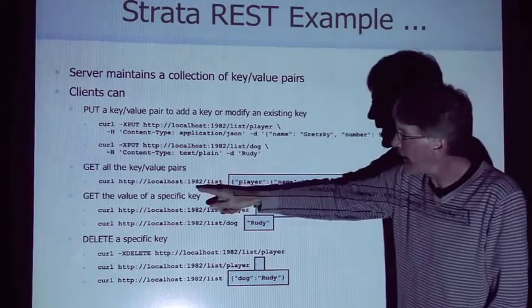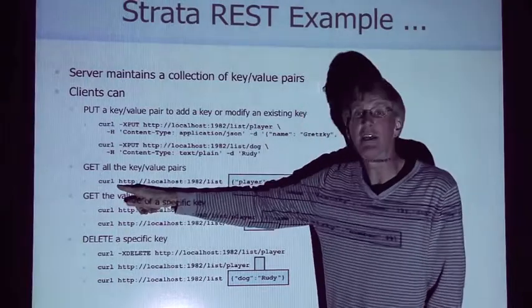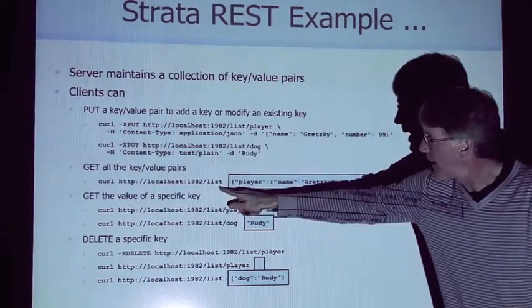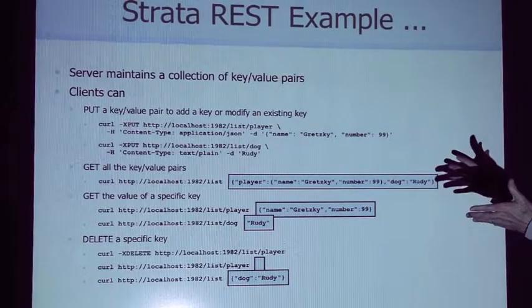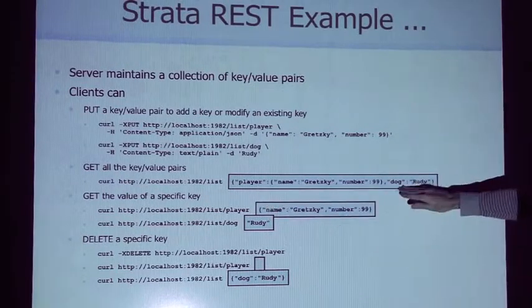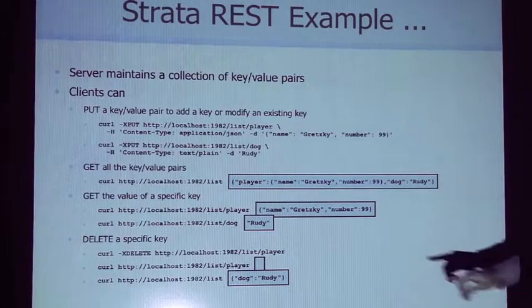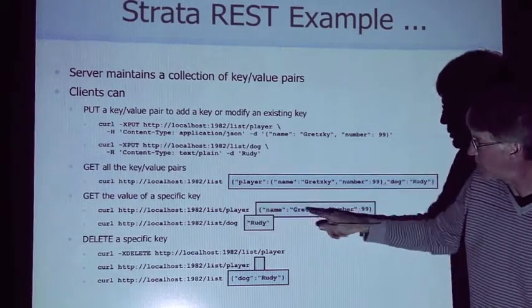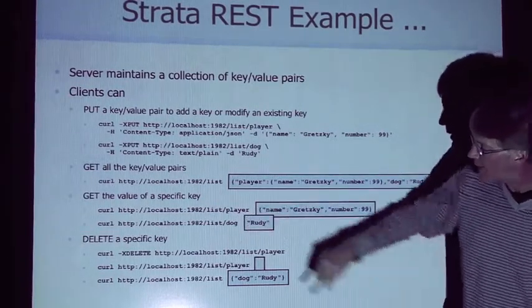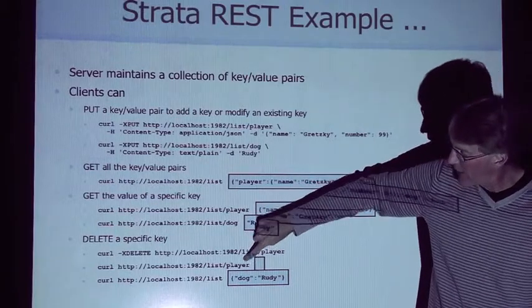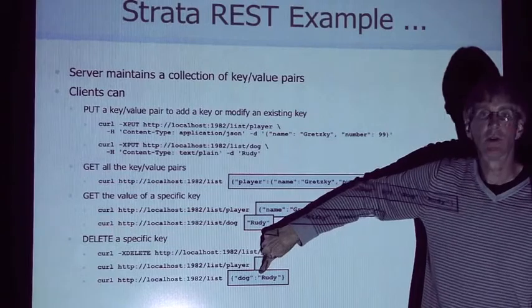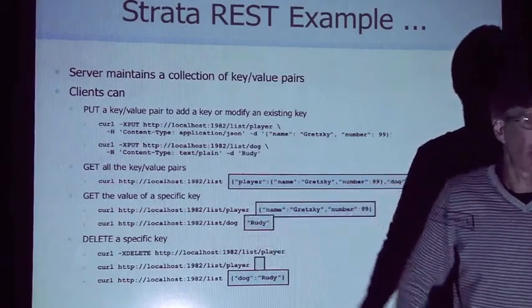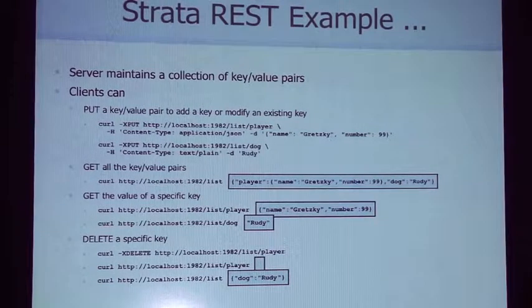So after I've done that, I can do another curl, and this is going to default to being a GET request. And I ask for the list, and I get back this JavaScript object that's everything that it's stored for me. I've got a player, and I've got the dog. I can ask for a specific one, just the player, just the dog. Here I'm deleting the player, and then if I ask for it, I get nothing back. And if I ask for the whole list, of course, only the dog is there. So that's what we want to implement in this example.